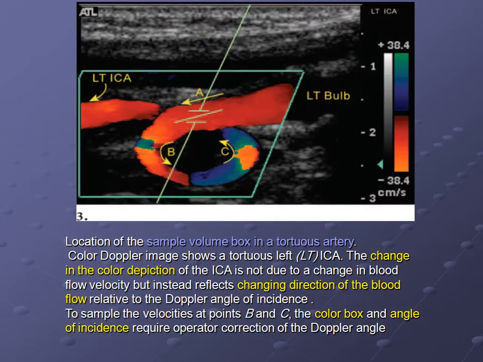Wait, let me show you. The distance between this line and this line is called the gate. This distance is called the gate, and it should be between 2 and 3 millimeter. If it's less than 1.5 you might miss small flow. If it is larger than 3 you will have artificial spectral broadening. You should put it in the center of the artery, away from the wall, to get a good signal. Okay.